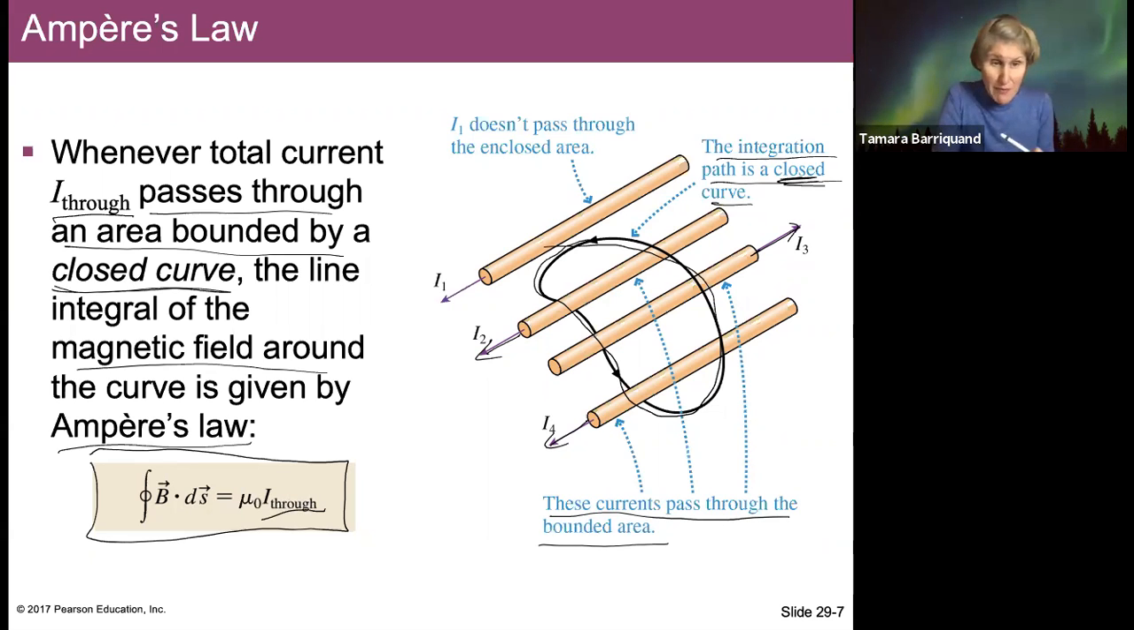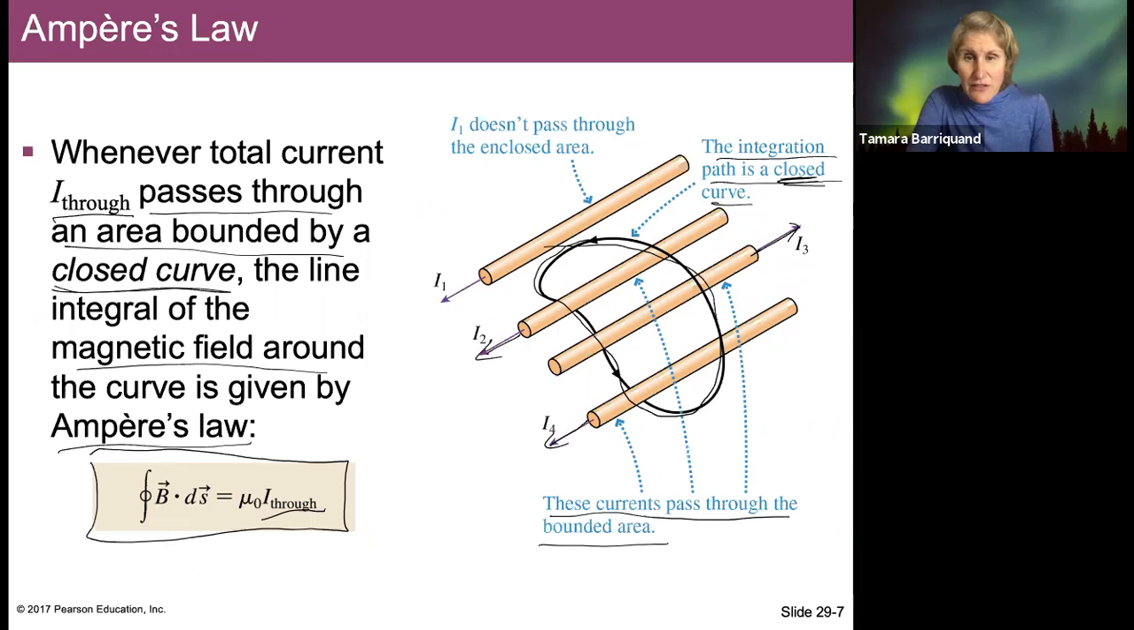And if we multiply that by mu naught, just the constant mu naught, that will give us the integral of the magnetic field around that curve. So that is Ampere's law. And as long as we have a closed curve, we can use symmetry to find out what the magnetic field is around the curve, or vice versa. If we know the magnetic field, we can use that to find the current going through our closed curve.